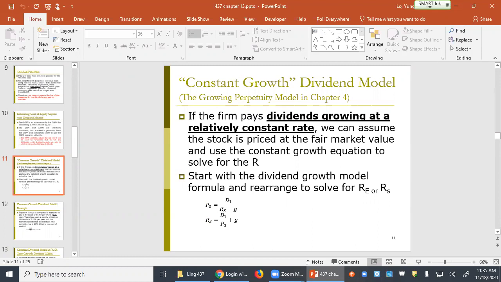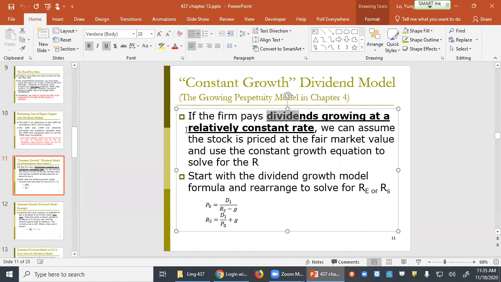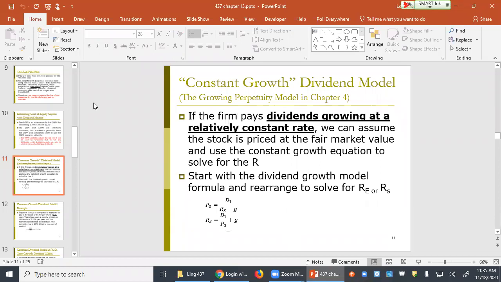If you find a company that pays not just dividends, but the dividends are growing at a relatively constant rate, then that's an indication we can use the constant growth equation to solve for your cost of equity. The constant growth equation says that P0 equals D1 divided by R minus G. So if the dividends are growing at a relatively constant rate, you can start with this equation, then rearrange it to solve for the R.